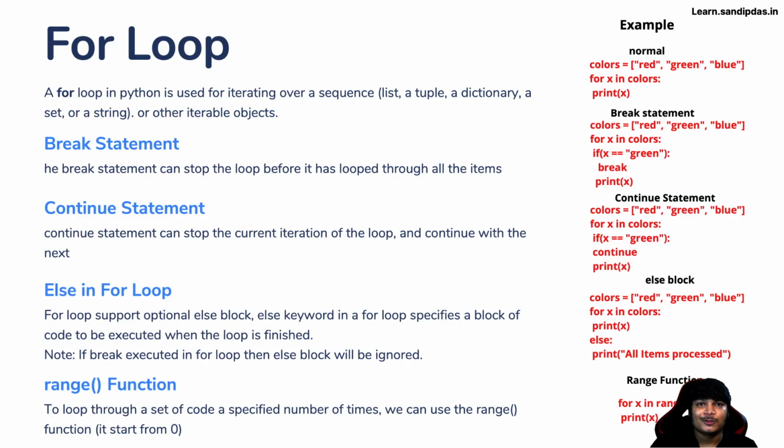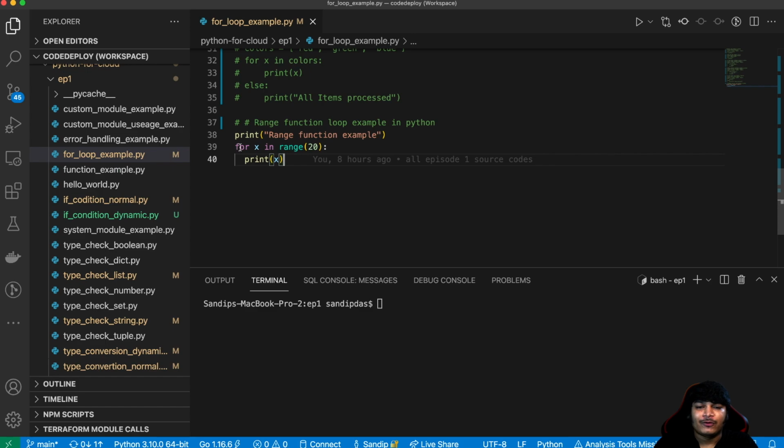Okay. Now let's learn about the range function. To loop through a set of code a specified number of times, we can use the range function, and it always starts from 0. So let me show you how it works. Here you can see for x in range 20, print x. That means from 0 to 20, after the indentation it will print x, so the iteration value will be printed. Let's run and see what will happen.